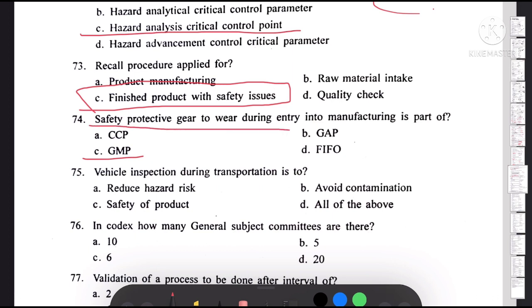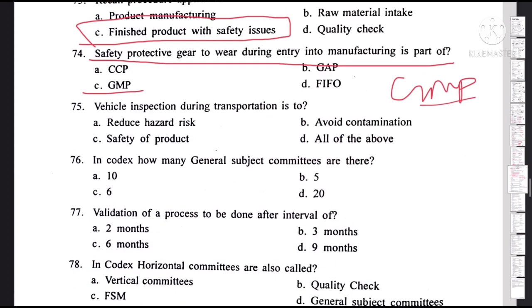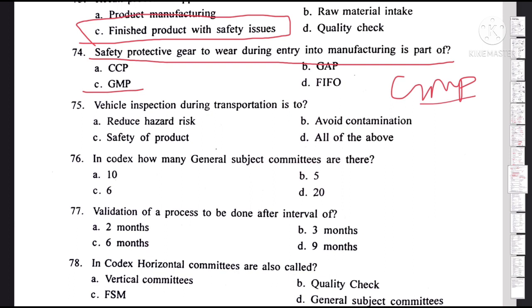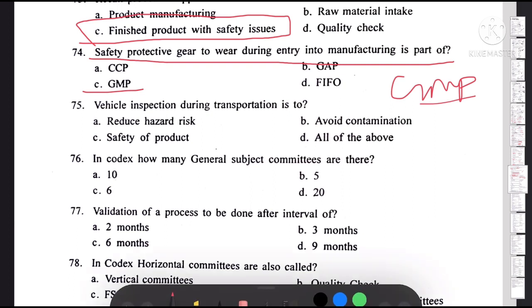Safety protective gear to wear during entry into manufacturing is a part of GMP. Next, vehicle inspection during transportation is to reduce hazard risk, avoid contamination, safety of product, or all of the above. So vehicle inspection during transportation is to all of these; all our options are correct. Reduce hazard risk, avoid contamination, safety of product. Okay.